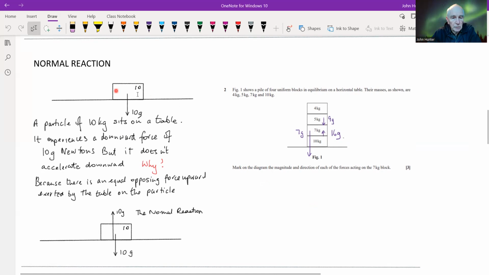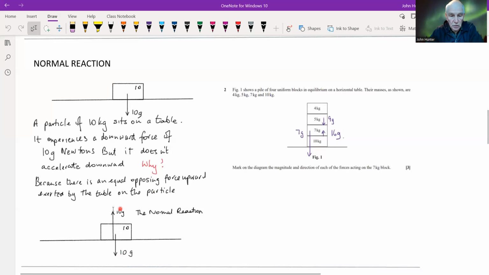So we've got a particle, 10 kilograms, sitting on a table. So it experiences a downward force of 10g newtons. That's due to its own mass under gravity. So there's a force acting on this, which is its own weight. But this doesn't accelerate downwards, does it? If we're thinking about Newton, F equals ma, force equals mass times acceleration. It's not accelerating because it's on the table. And in actual fact, there is an equal opposing force exerted by the table on the particle.